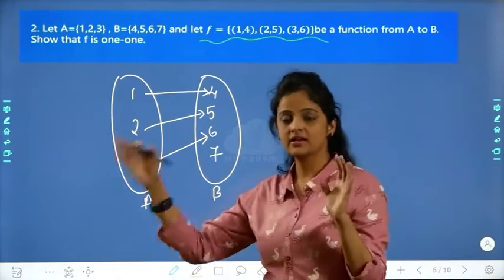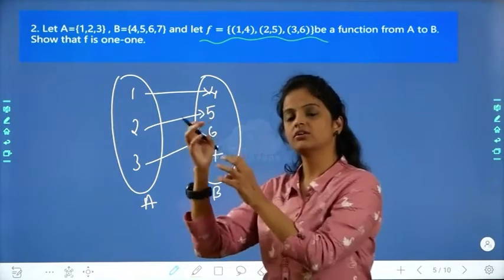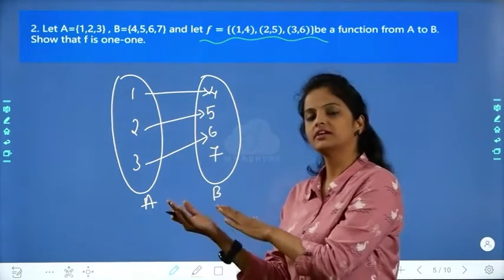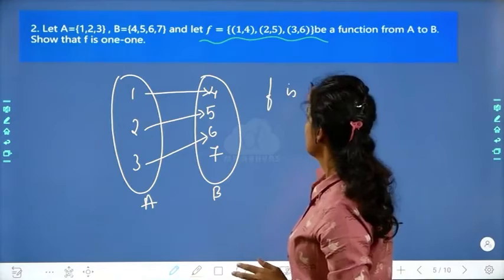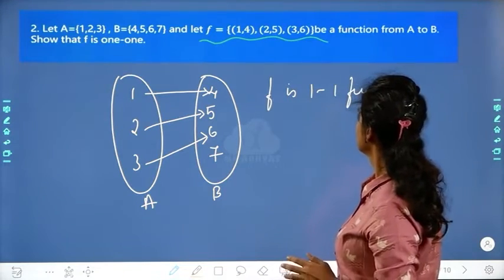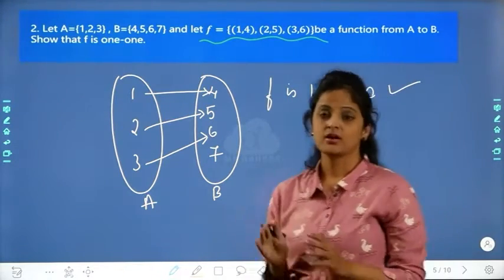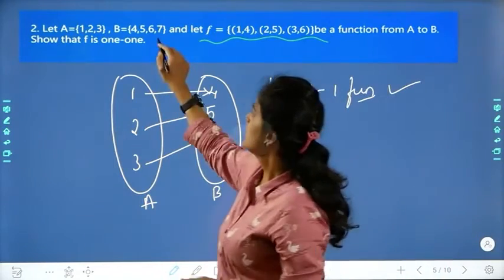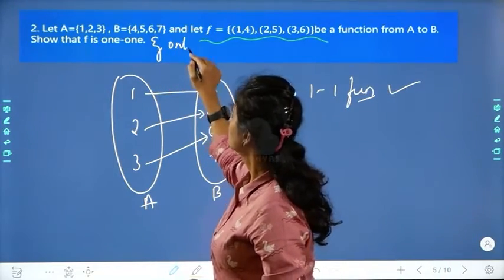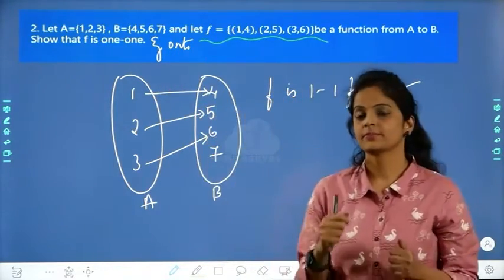You can write the reason. According to the definition, all the elements are mapped with different elements in B. Therefore, f is a 1, 1 function. This is clear for us. What about onto? If the same question is asked for onto also, then what will you do? Tell me.